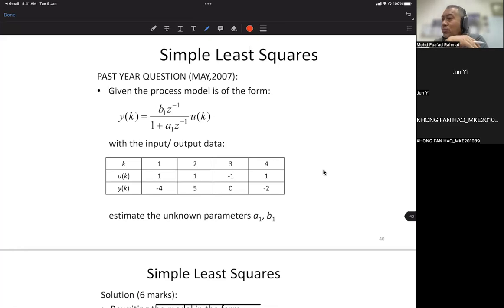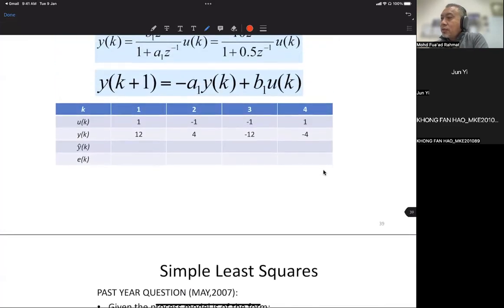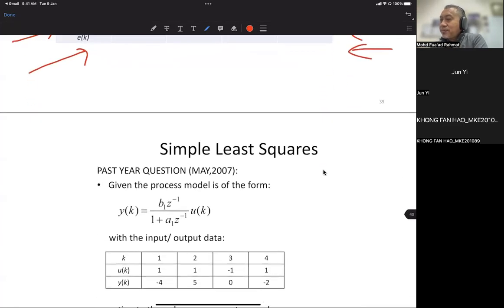Right. Okay. So we continue our lecture from last 2 days. So I hope you filled up already the empty spaces here, using the formula. So in this case, k is equal to 1, 2, 3, and 4, including the error part.